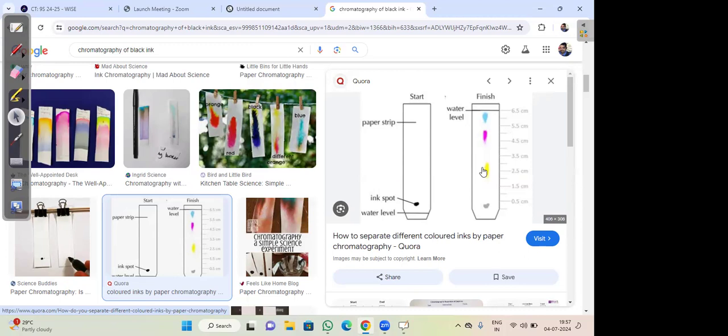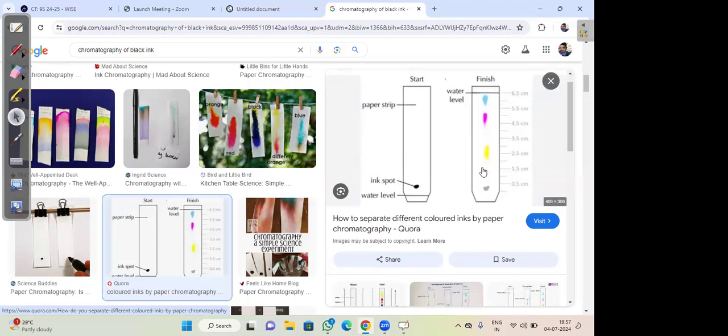Sir, actually, where will we get this paper? Chromatography paper is generally supplied by the people who supply laboratory material. Even in your school laboratory, you will have chromatography paper. Okay, sir. So the school laboratory will have chromatography paper you can use.